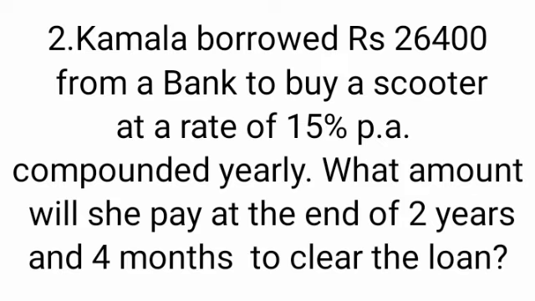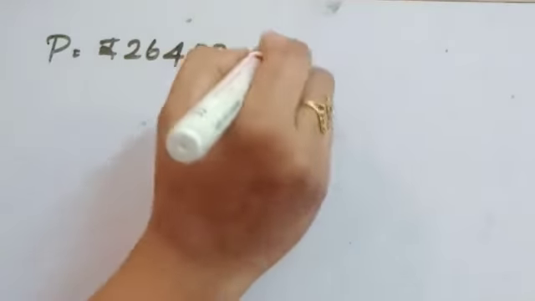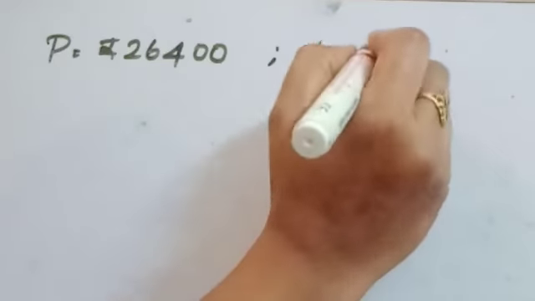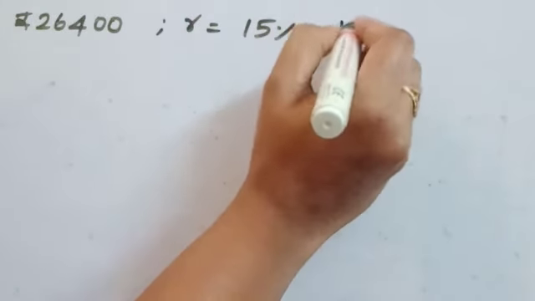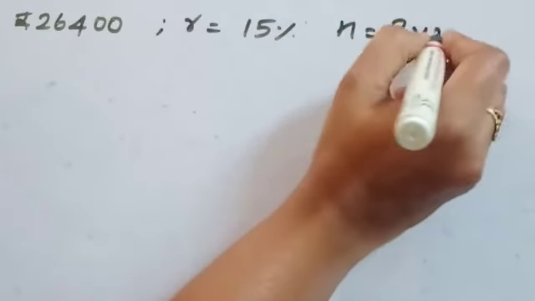So, she borrowed rupees 26,400. That has to be taken as the principal, at the rate of 15% per annum. So rate can be taken as 15%. What amount will she pay at the end of 2 years and 4 months? So n is equal to 2 years and 4 months.